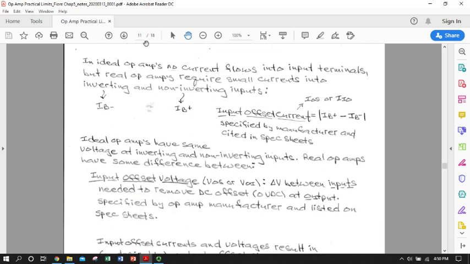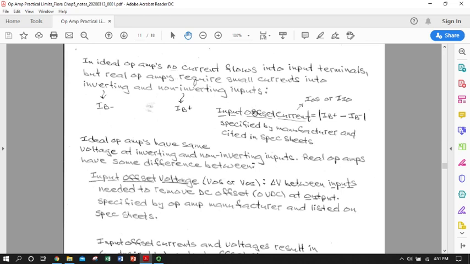Okay, so in an ideal op amp, no current is going to flow into the input terminals. But in a real op amp, you're required to have a very small amount of current flowing into the inverting and non-inverting inputs. And by very small, this is negligible, and that's why we were able to assume infinite input impedance. But in reality, there'll be some, and we will use that very small amount to create a circuit model that we'll use to evaluate these non-ideal offset currents and voltages that we can find in the spec sheet.